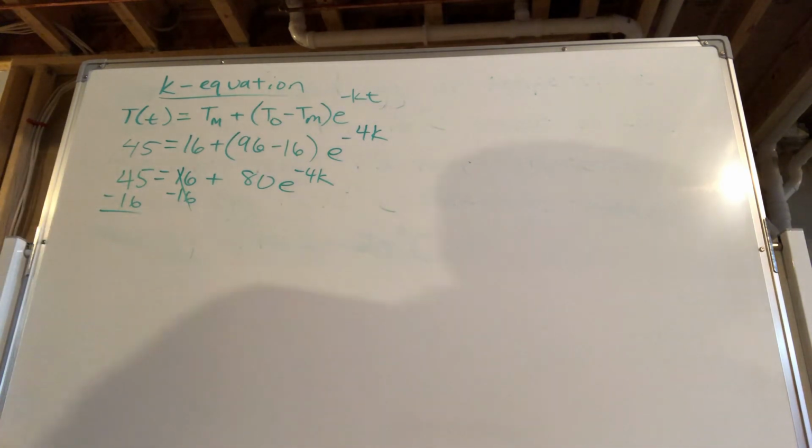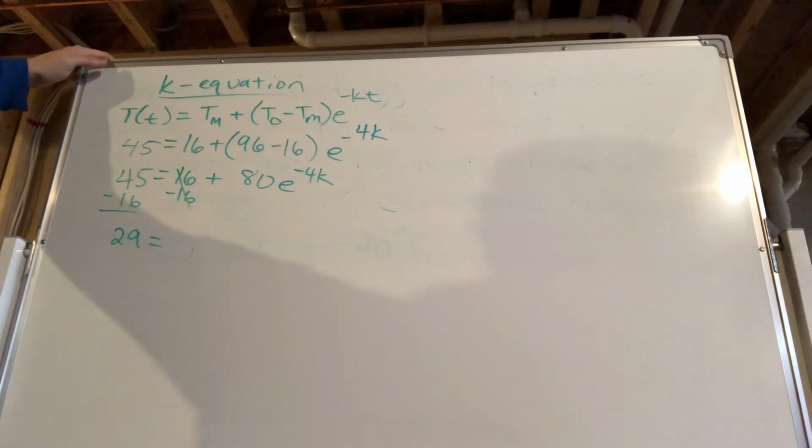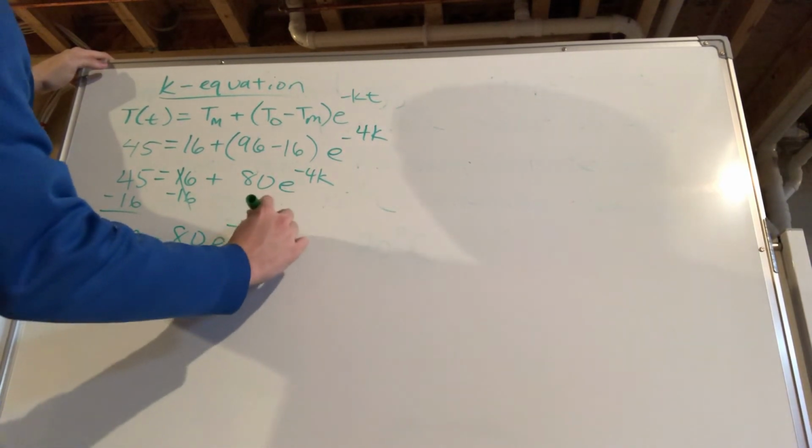45 minus 16, I don't think I need a calculator for that. I think it's 29. 29 is equal to 80 times e to the negative 4k.